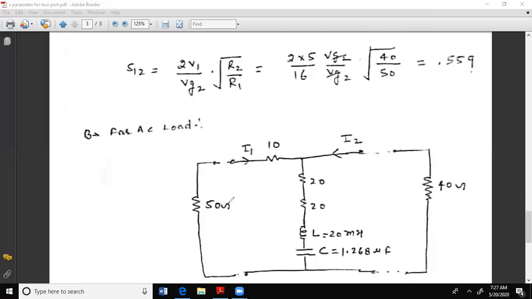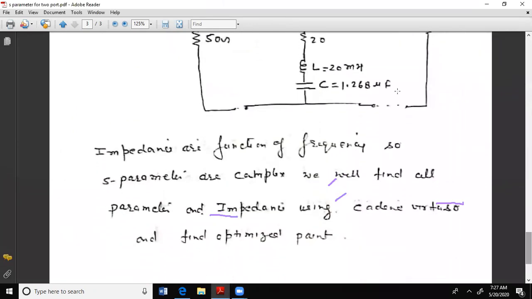So see here, suppose this is my 50 ohm termination, here 20 and 20, we are showing impedance with L and C, and the output termination is suppose 40. So if we calculate these S parameters, because here we are considering the L and C and these are all functions of frequency, the impedances are functions of frequency, so the S parameters are complex.